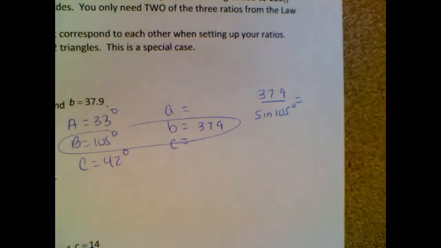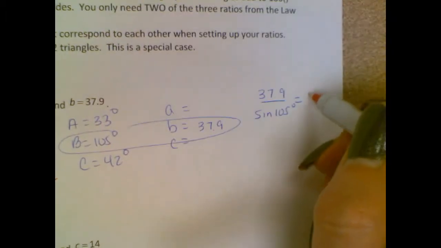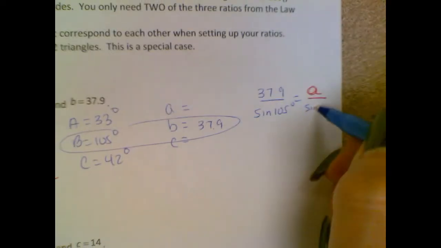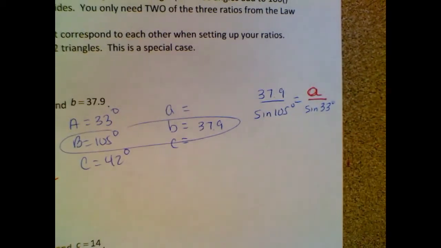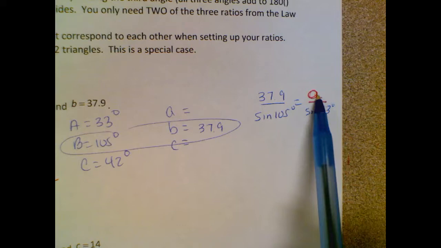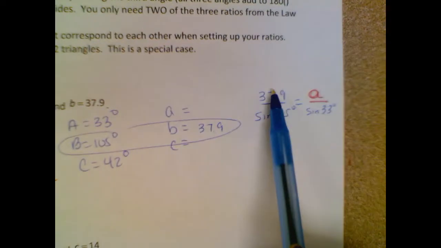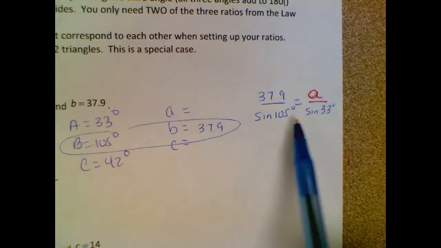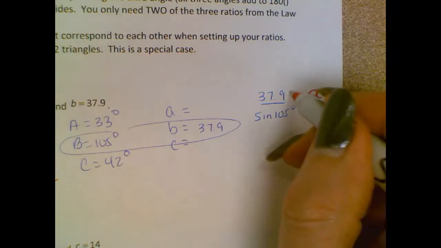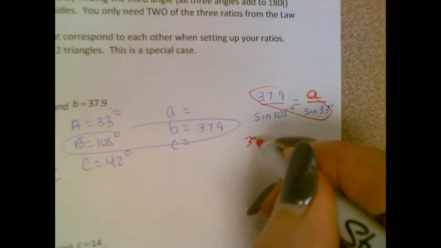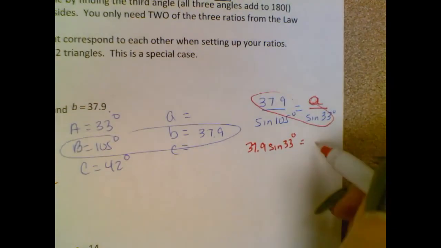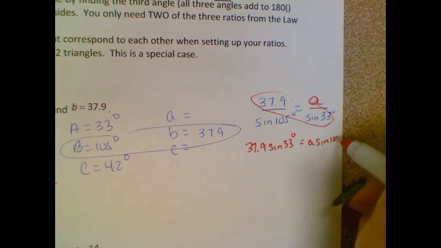You need to know both side A and C. So just pick one. Let's go ahead and do A first. If we're solving for A, then I need the angle A. So we're going to go sine of angle A, 33 degrees. This is called a proportion, and you're solving for side A. This is little b over sine of big B equals little a over sine of big A. Nothing about c is in this problem. So what you do is cross multiply. You get 37.9 times sine of 33 equals A times sine of 105.